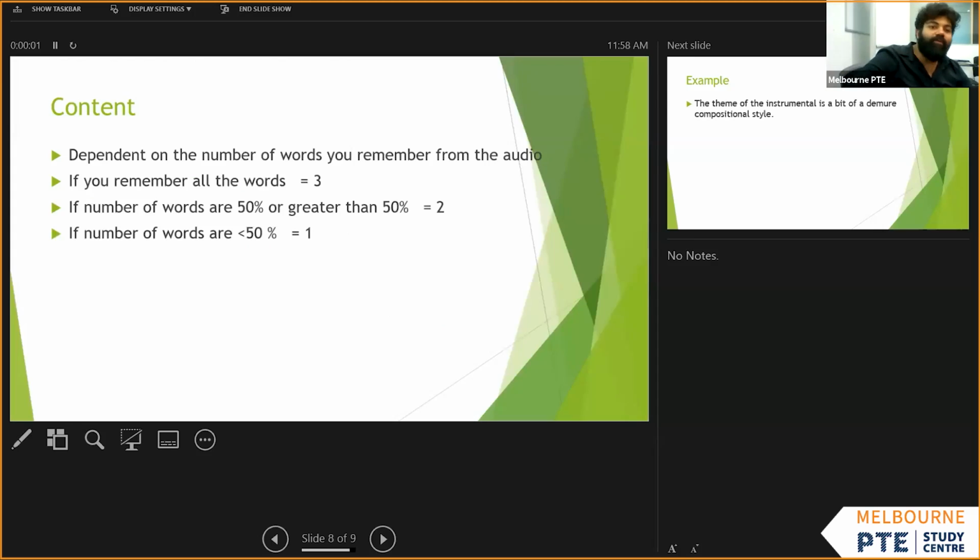Okay. Now have a look at this one. This is how you are marked for your content in your listening. Write this down first and then I will discuss it.